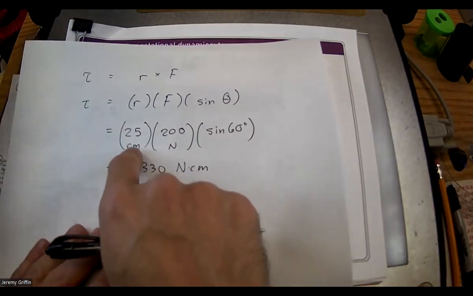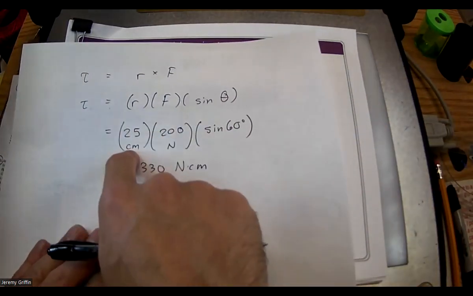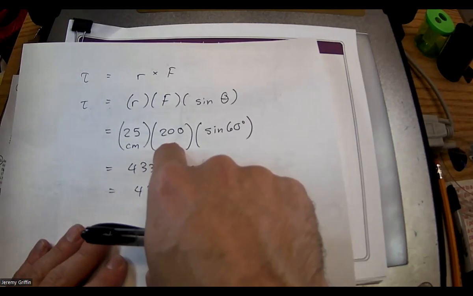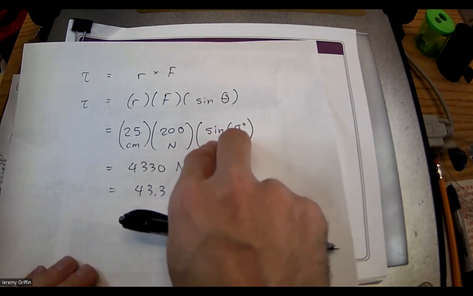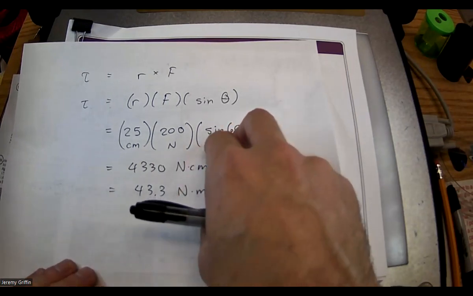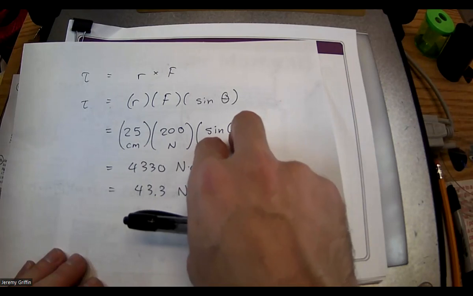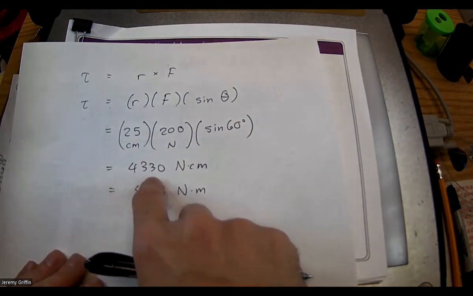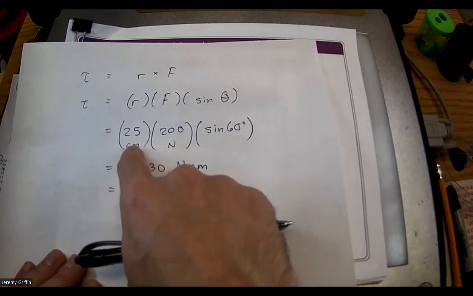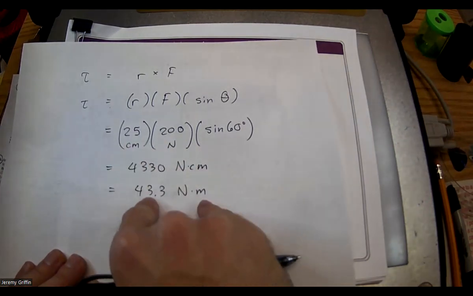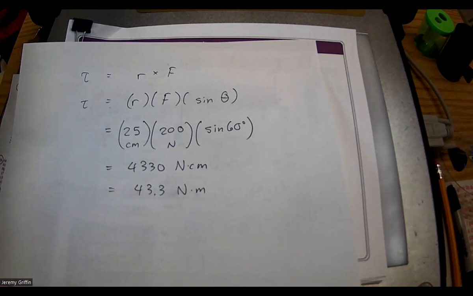Then they plug in the numbers. They told you a 25 centimeter long wrench, and to plug in 2.0 times 10 to the 2 newtons. That's 200 newtons. You guys told me that already. And then here's the curveball you have to take care of. I did sine of 60 degrees. Could have done cosine of 30 degrees, be the same thing. I got 4,330 Newton centimeters, or if you convert it to meters, the length of the wrench, that'd be 43 Newton meters.